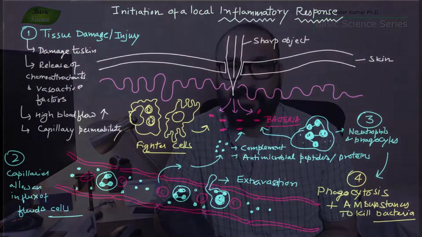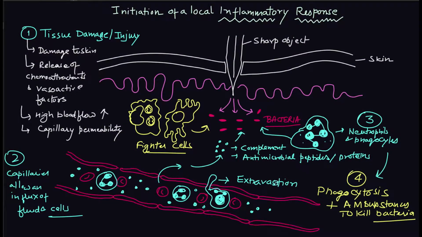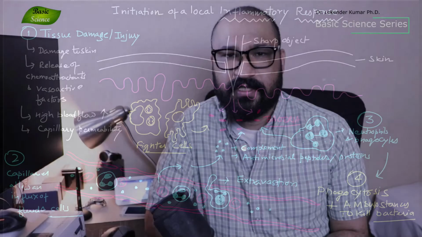In this video, we will discuss the process of local inflammatory response. We will discuss this process in 4 distinct stages. Stage 1, which is tissue injury. Stage 2, which is influx of the cells from the capillaries. Stage 3, which is the initiation of phagocytosis. Stage 4 is the killing of the foreign particles or foreign organisms.